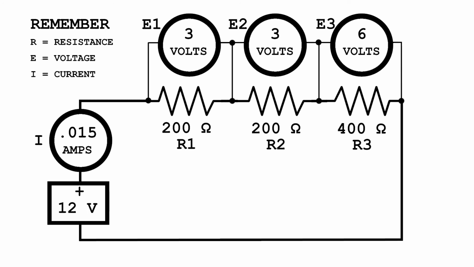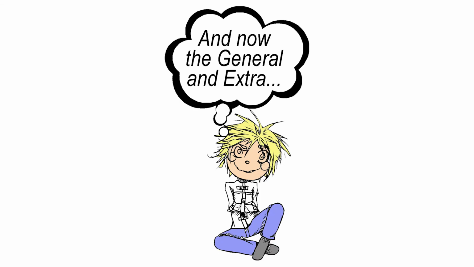Well, he's been right for nearly 150 years, and 3 plus 3 plus 6 volts equals 12. The power supply is 12 volts. So we know for sure the calculations are correct. Now see, that wasn't so hard.